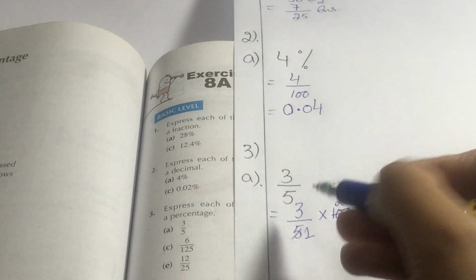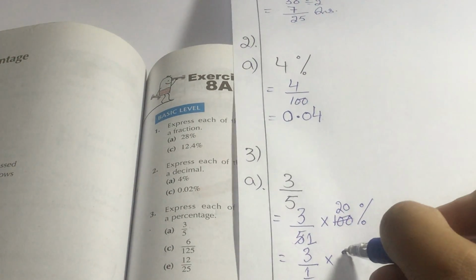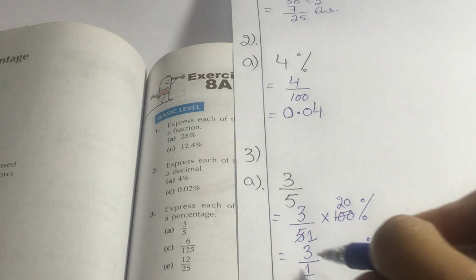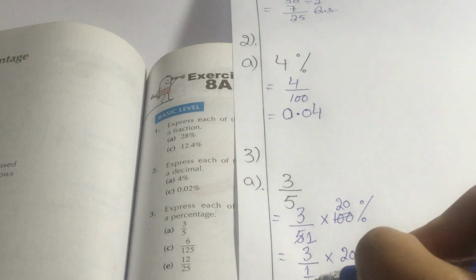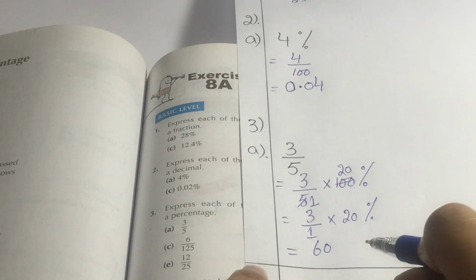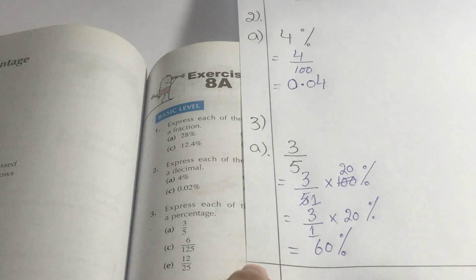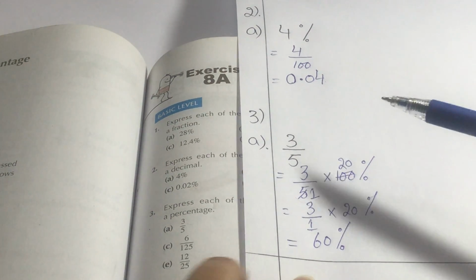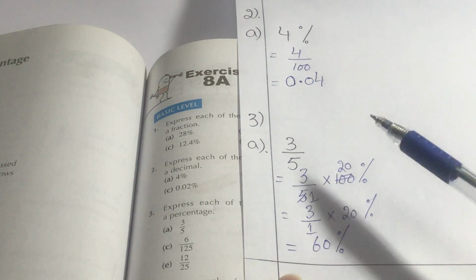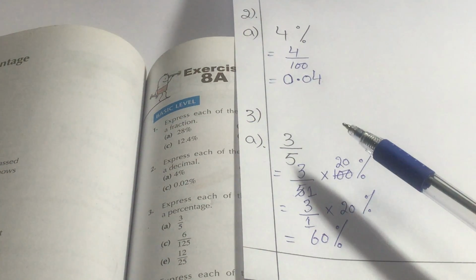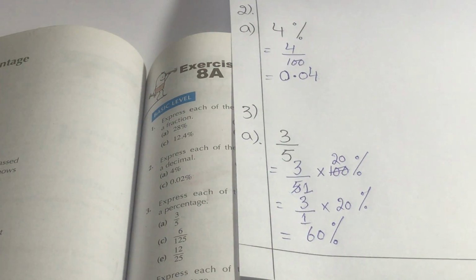And we are left with, write the remaining numbers first, 3 over 1 multiplied by 20%. 3 twos are, yes, it's 60, and 60 over 1 is always equal to 60, sorry, not degrees, percentage, right? So this is the way we can convert a fraction into a percentage. What you have to do, you just need to multiply with 100%. Just multiply your fraction with 100%.